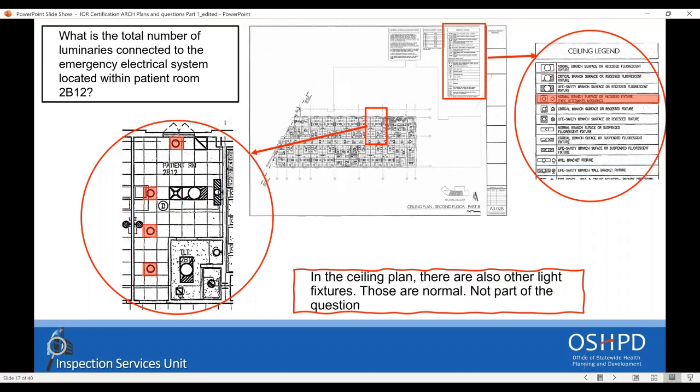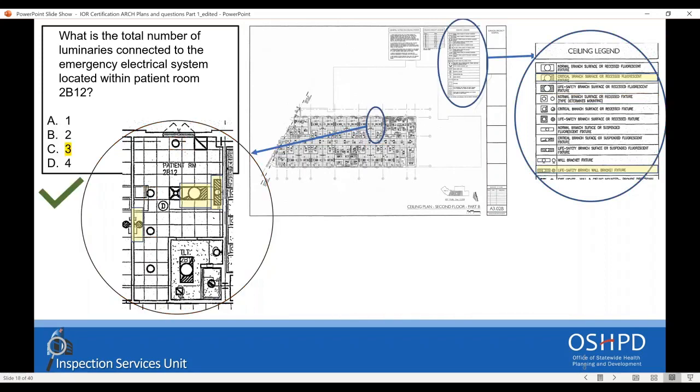You may also think that other symbols could answer the question, but the symbols highlighted in red are for the normal branch, so not an emergency. So do not consider these, and do not count them in order to answer the question. Now, looking at the room with the critical and emergency lights, what do you have? You can see here highlighted in yellow three luminaires connected to the emergency electrical system, and this is the answer.